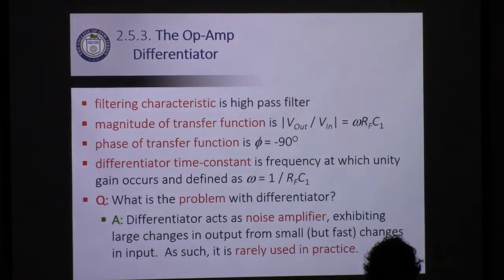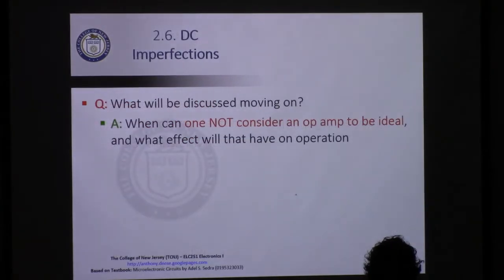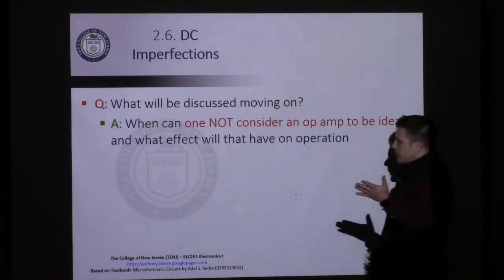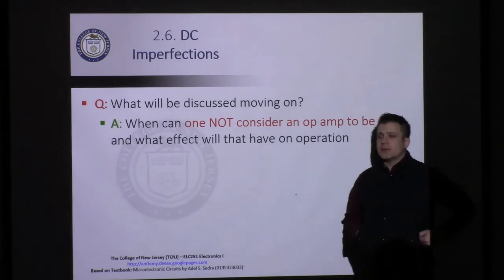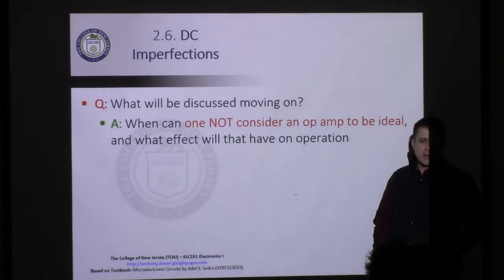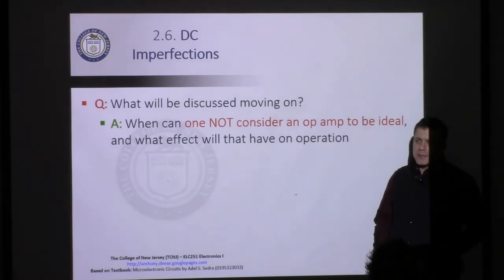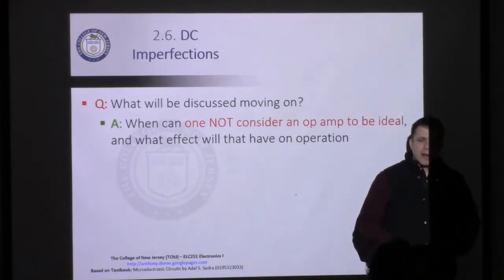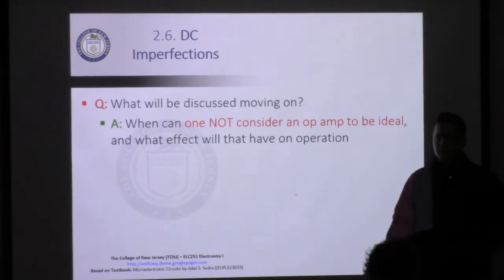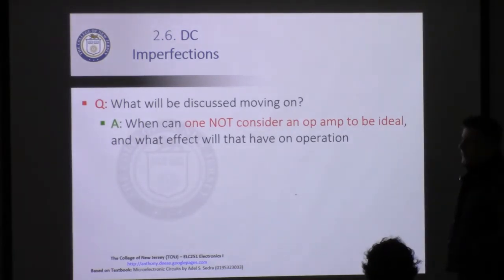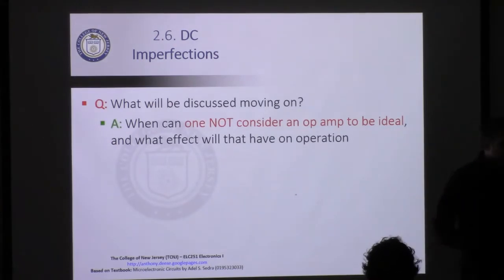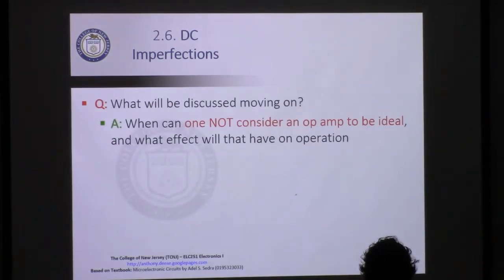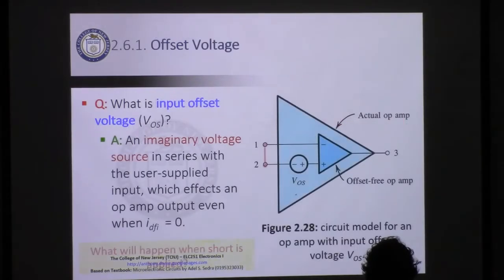Okay, so the next part of chapter 2 is that which I referred to in the beginning as sort of a grab bag of different imperfections associated with op-amps. Up until this point, we had largely been talking about ideal op-amps and relying on those ideal characteristics. Now we're going to take those away. So the first one that we're going to discuss is called offset voltage.